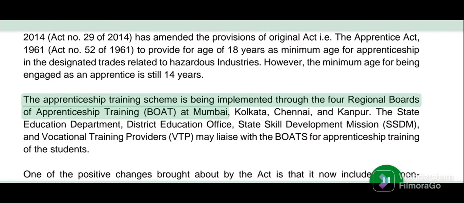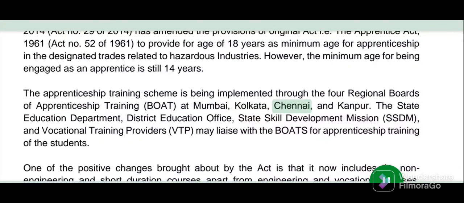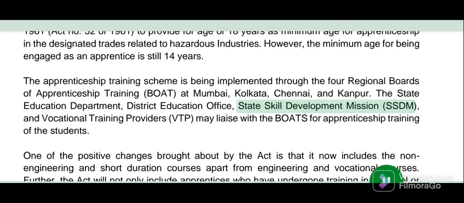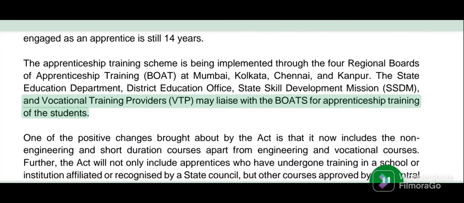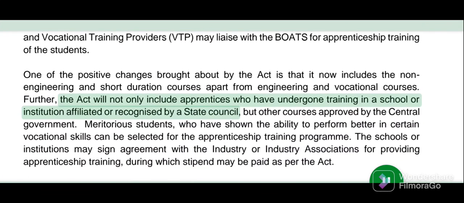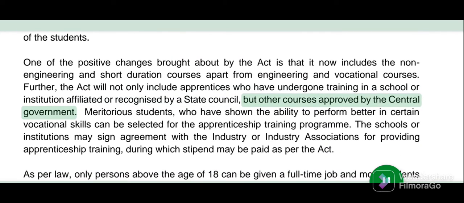The apprenticeship training scheme is being implemented through the four regional boards of apprenticeship training at Mumbai, Kolkata, Chennai, and Kanpur. The State Education Department, District Education Office, State Skill Development Mission (SSDM), and vocational training providers (VTP) may liaise with the boards for apprenticeship training of the students. One of the positive changes brought about by the Act is that it now includes non-engineering and short-duration courses apart from engineering and vocational courses. Further, the Act will not only include apprentices who have undergone training in a school or institution affiliated or recognized by a state council, but also other courses approved by the central government.